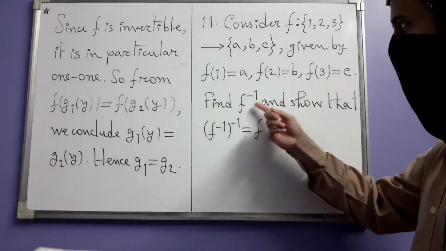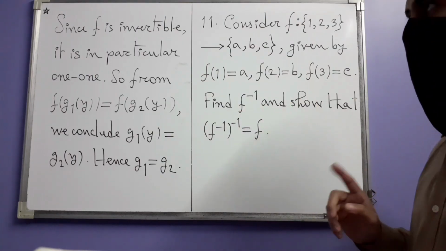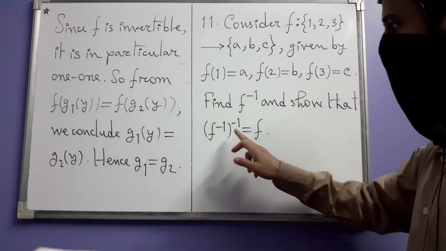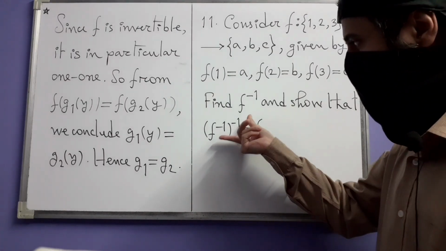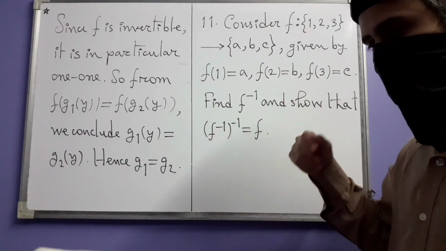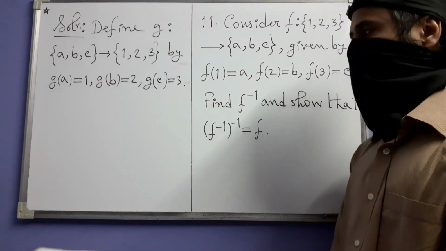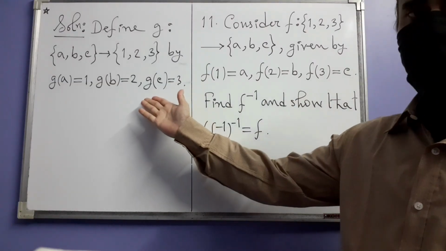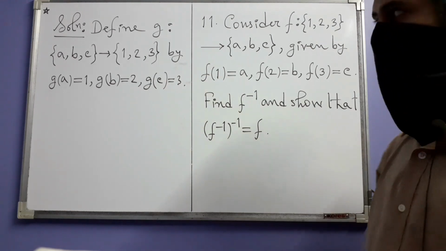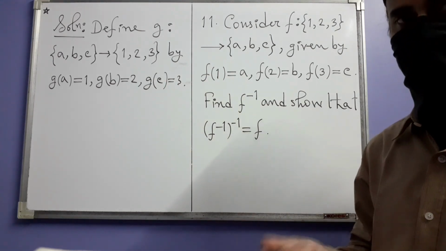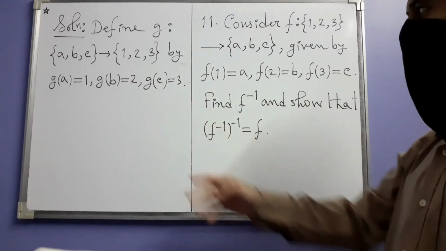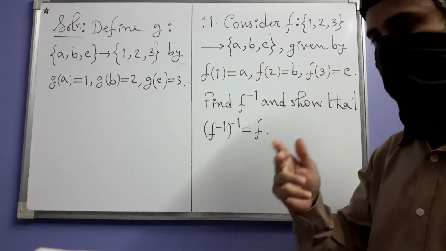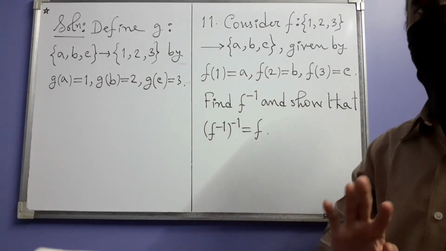So we have to find the inverse of f, and then we have to show that the inverse itself also has an inverse, and the inverse of the inverse is nothing but f itself. We of course start the solution by proposing a function that we believe should be the inverse of f. And it's easy to guess what the inverse should be. You just make the inputs outputs and outputs inputs.